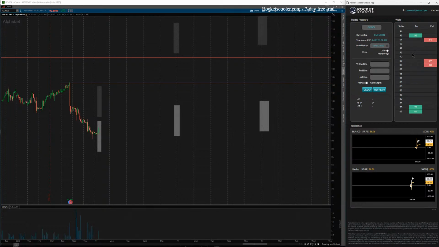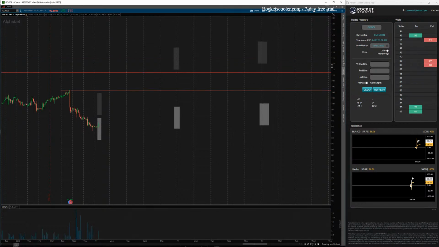You can see right here, what's interesting about the 11th, and this is going into Fed week, right? This is going to be really interesting, how this is playing out. Very odd, but that is what it is. So 88 to 94, 95, a huge resistance wall. It's interesting to see a spread like that.